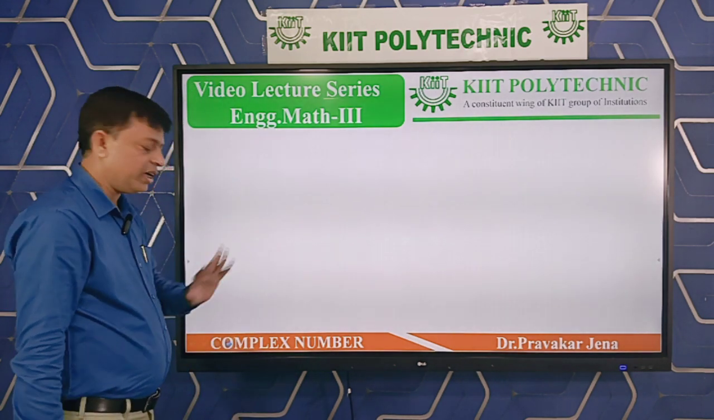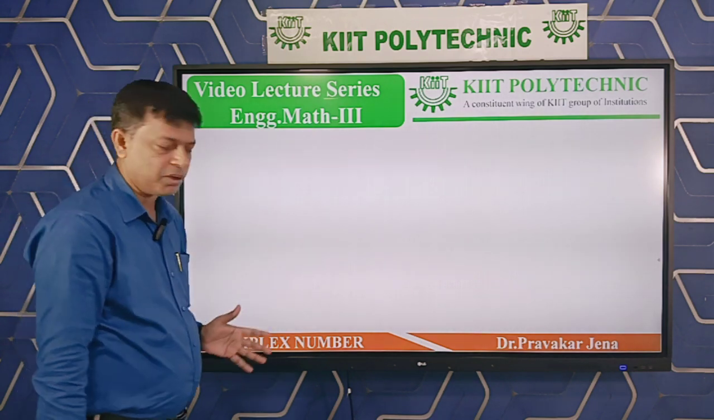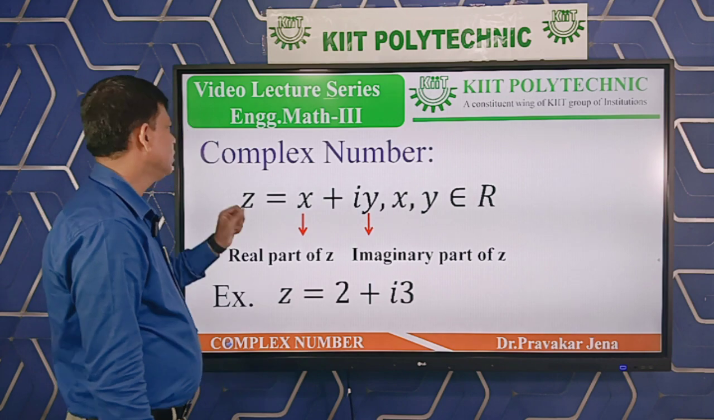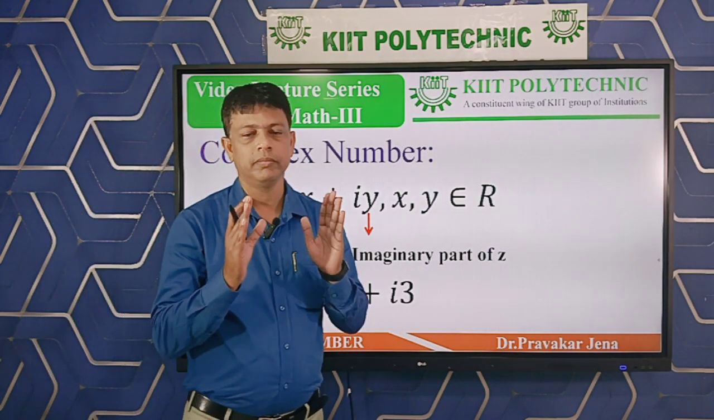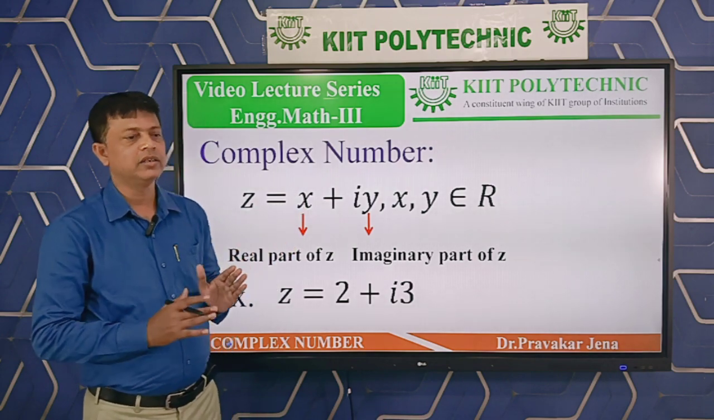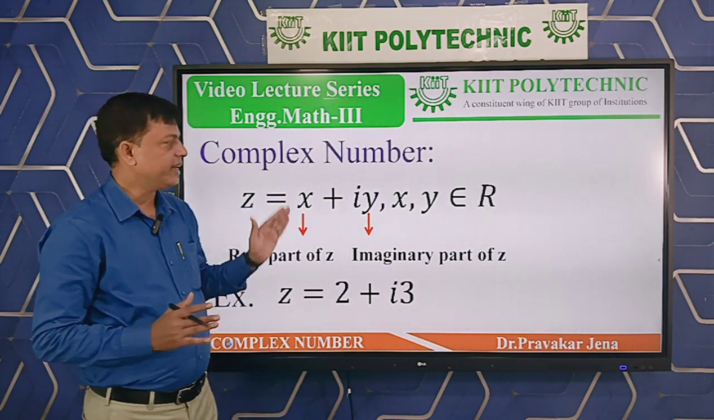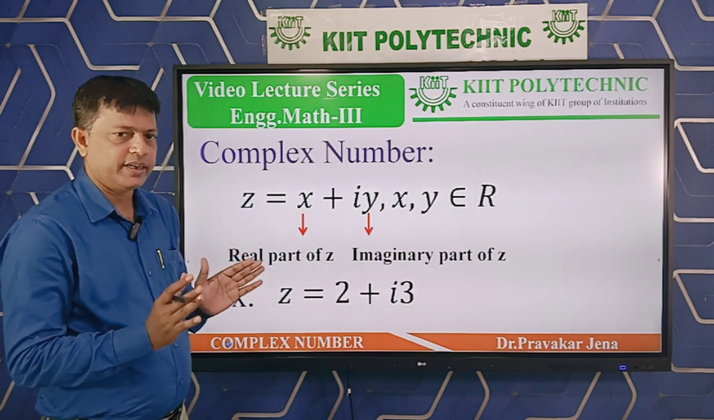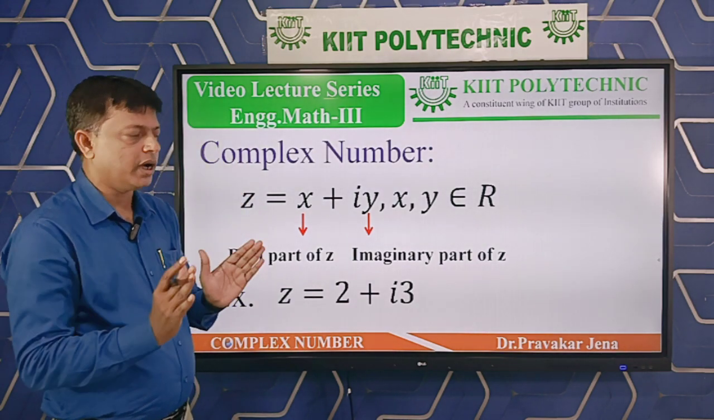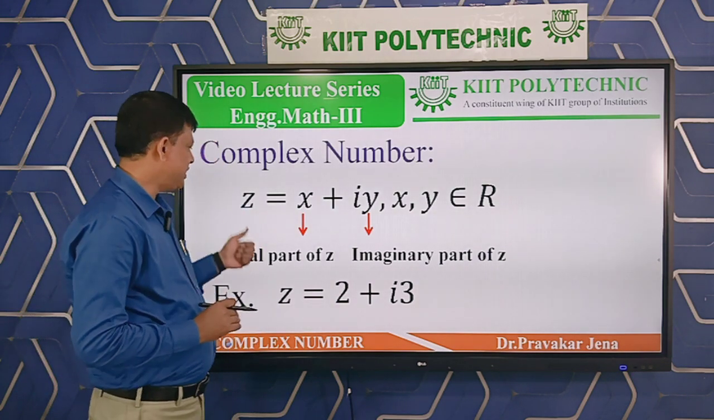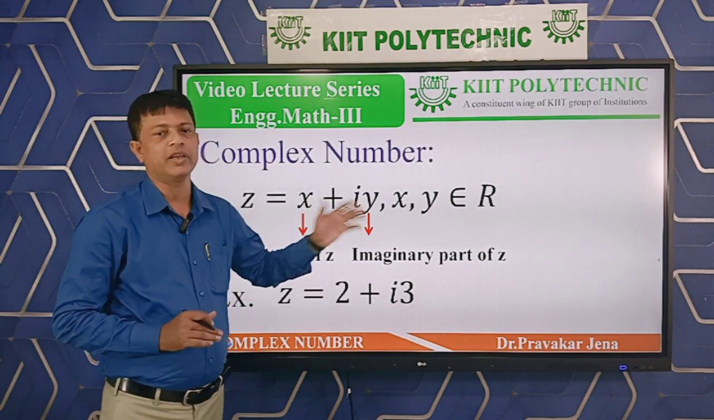So this is about imaginary numbers and how to calculate the power of i. Now we'll go for the best thing. I already told in the starting what a complex number is, and here the complex number is this. We can write a number in the form of x plus iy, that means z equals x plus iy.